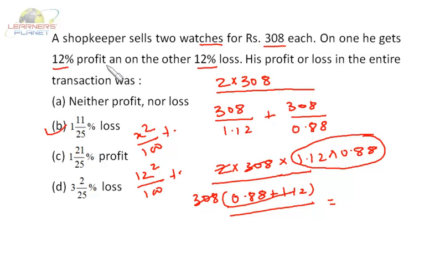You should be careful that the selling price should be same. If the cost price is same and on one he is making x% profit and on the other he is making x% loss, then there will be no profit, no loss in the transaction. Okay, so you should be careful about it.